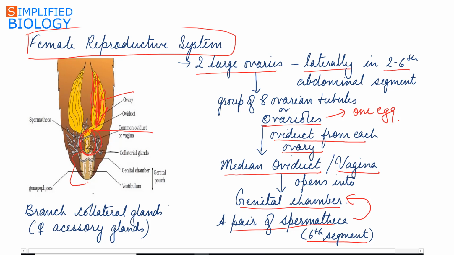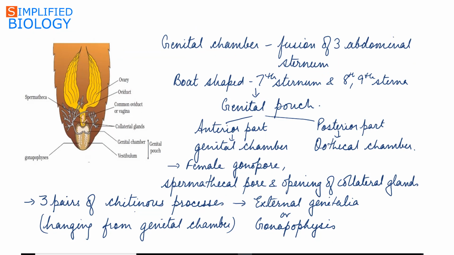Also present are a pair of branched collateral glands. Now these are the white ones, the branched collateral glands. These are the female accessory glands. They too open up into the genital chamber. Now the genital chamber is formed by the fusion of 3 abdominal sternum, as we had seen in the morphology.